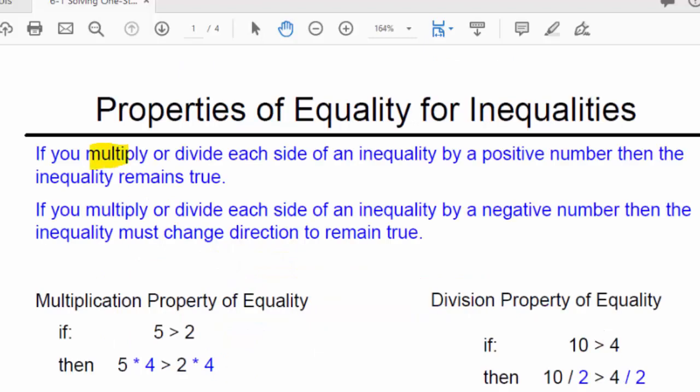If we multiply or divide each side of an inequality by a positive number, and that's important that it's positive, then the inequality remains true. However, if you multiply or divide an inequality by a negative number, make sure it's a negative, then the inequality must change direction to remain true. That's an important rule that a lot of people seem to overlook, and that's mostly the difference between inequalities and equations.